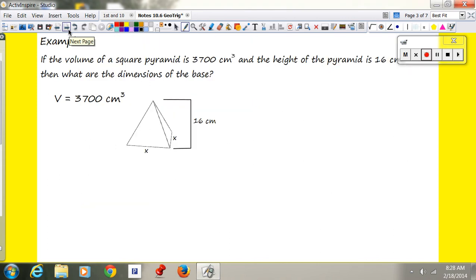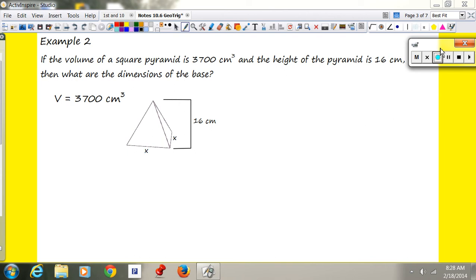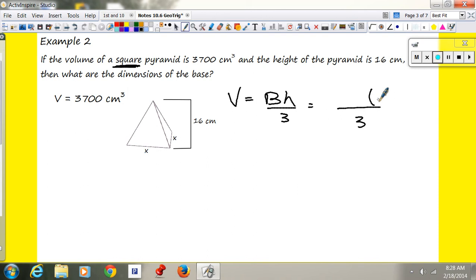All right. Example 2: if the volume of a square pyramid is 3,700 cubic centimeters, and the height of the pyramid is 16 centimeters, what are the dimensions of the base? Okay, now remember, this says a square pyramid. So we know the base is a square. You're going to have x times x here, right? So what we want to do is rewrite our formula, area of the base times height divided by 3. So in my picture, what can I fill in? I can fill in height. What else could I fill in? The volume. So I know that this whole thing is going to equal 3,700.